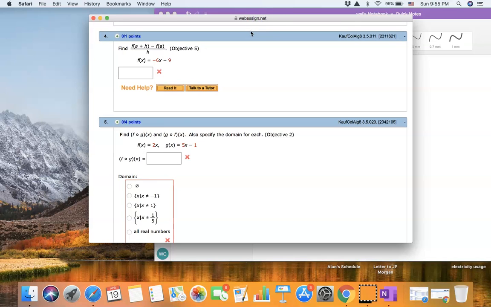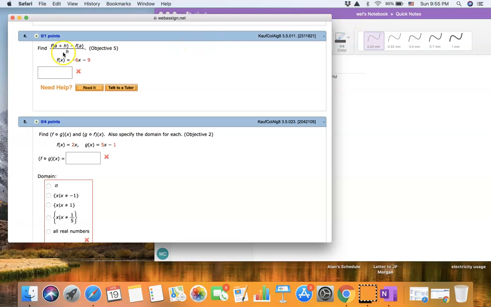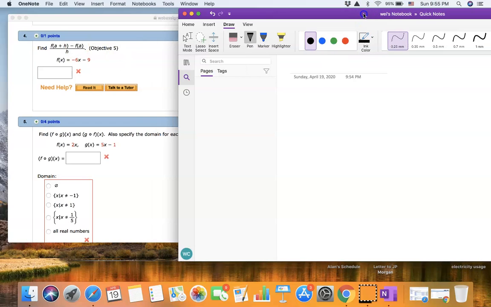Okay, let me do some problems in this homework. Number four. Question number four asks we find the expression of f of a plus h minus f of a over h. So to do this, we first need to know what are the expression of f of a plus h and f of a.